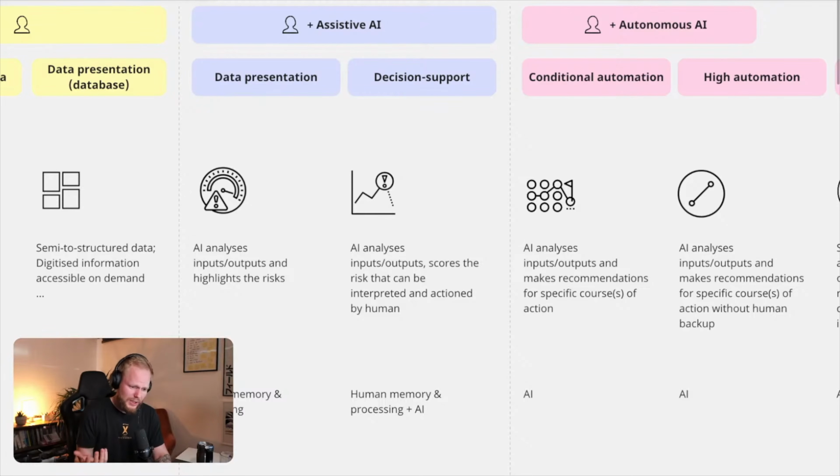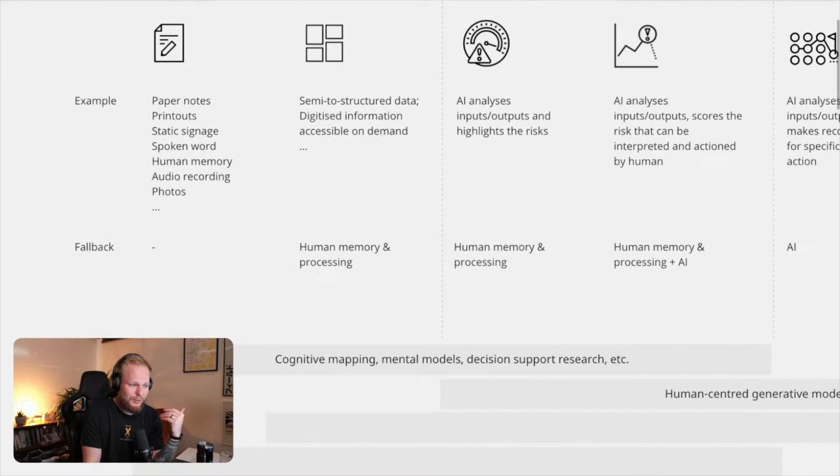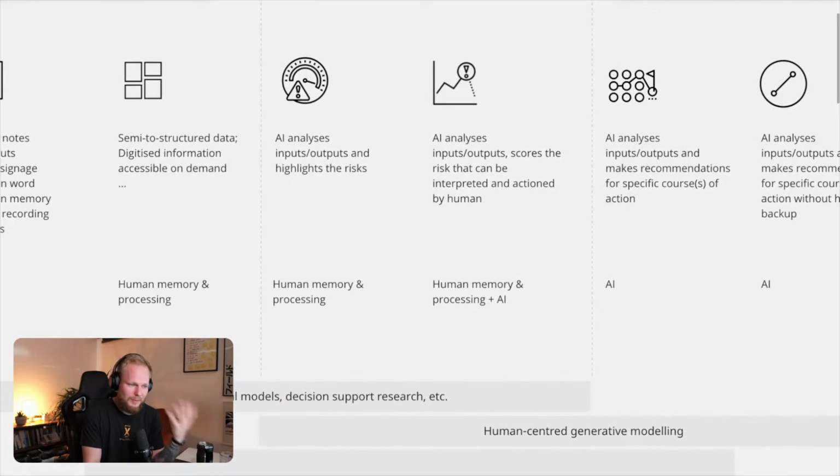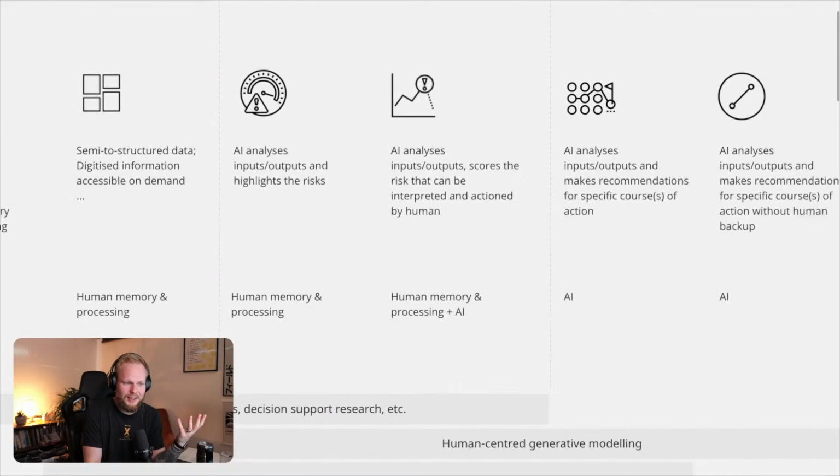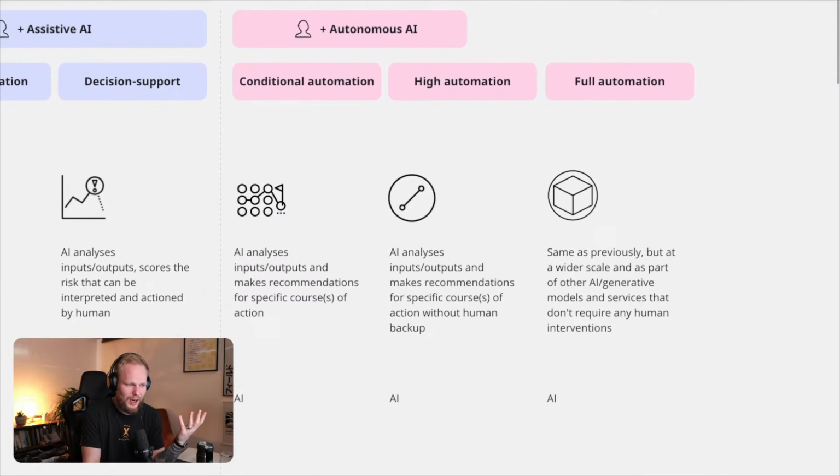A simple printout or a note could be a decision support, albeit not AI driven. It's very, quote unquote, stupid or dumb. AI would be a smart decision support, and this is exactly what we're talking about. And as you can see, you always have a fallback. Human memory, processing, and AI is creeping in as you progress throughout these stages.